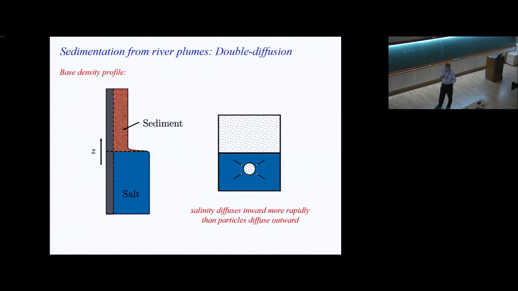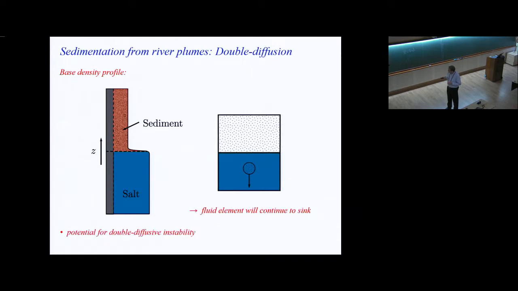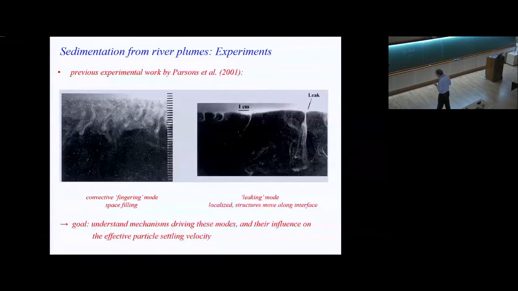So it's related to the fact that we have two scalars with different effective diffusivities, and that can lead to an instability even when the overall density profile is stable. So that's then a situation where, as I mentioned, this perturbed fluid element will keep sinking down, so the instability will grow. And people have looked at this effect in experimental setups, in laboratory experiments, exactly at this configuration.